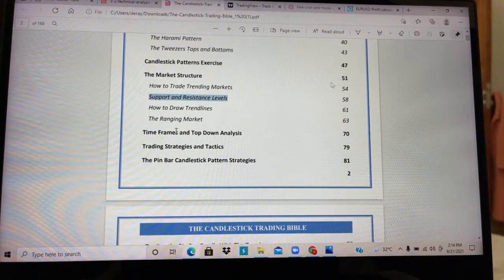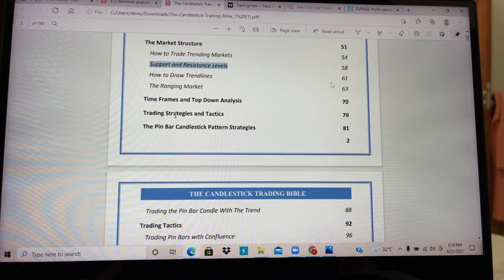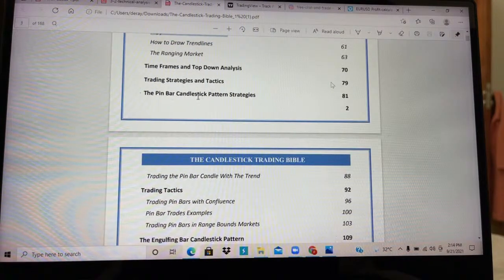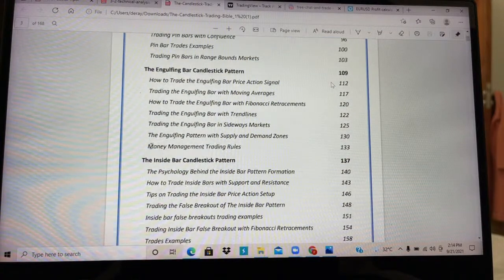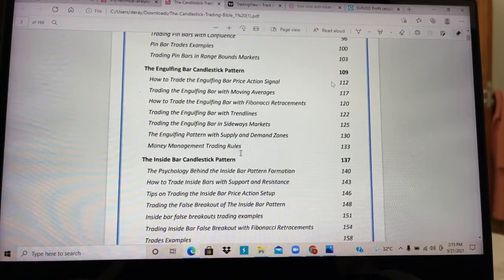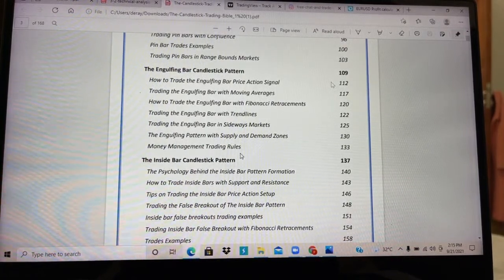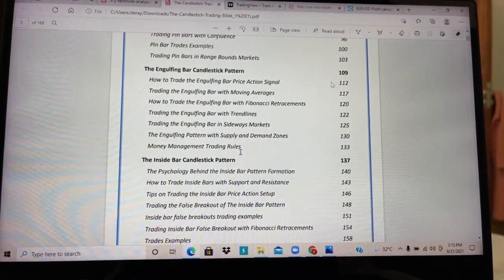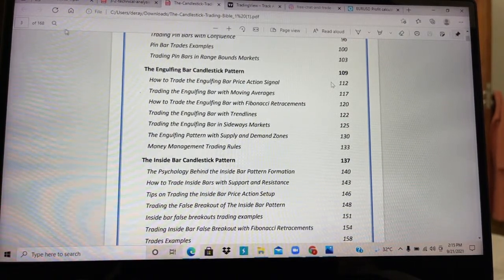Now, what we're going to be doing today is money management and trading rules. That's right, money management trading rules, because on our next session we will be doing some trades and we want to know how to do some money management. So that's what we're going to be doing for today.